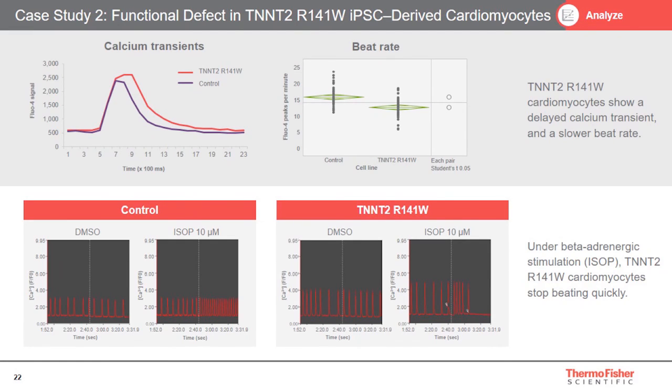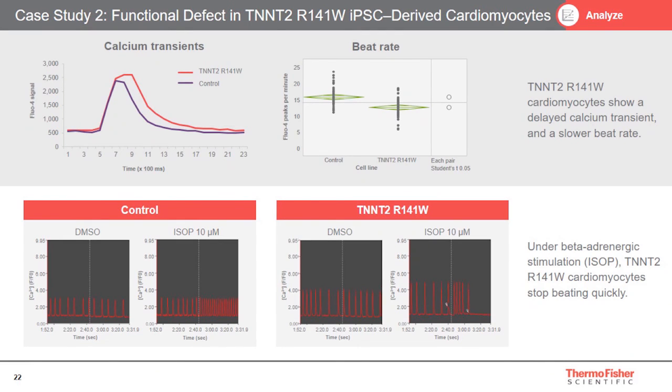The calcium transients in the cytosol control each cycle of contraction and relaxation in beating cardiomyocytes. And so using Fluo-4, which is a dye that allows for the visualization of calcium levels inside the cell, a clear delay in calcium decay is observed in the mutant cardiomyocytes compared to the control. And you can see this in the top left graph.